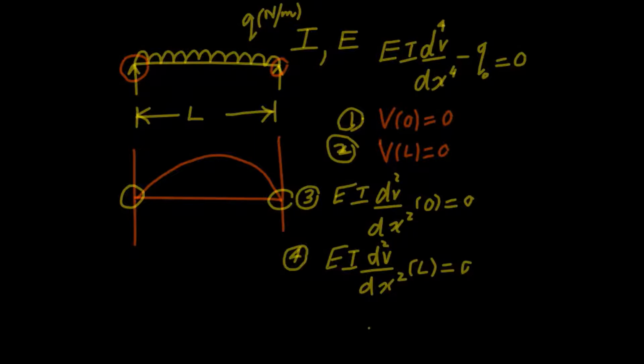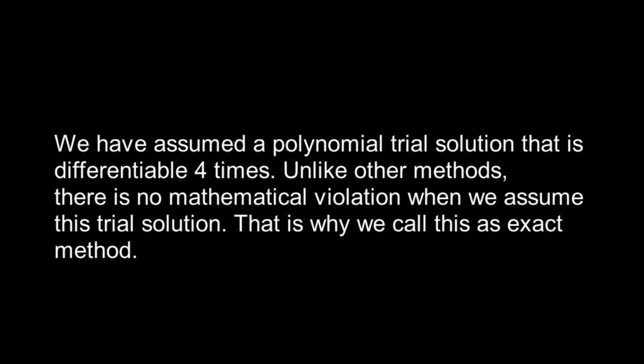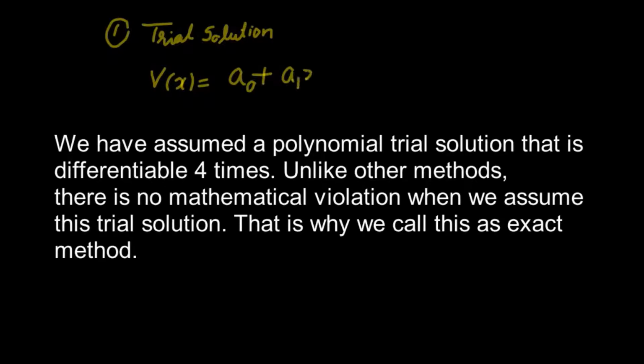The first step to solve the differential equation is to assume a trial solution. So let me take a fresh page. The first step is to assume a trial solution. So what is the trial solution that you are going to assume? We are going to assume the trial solution V of x is equal to a naught plus a1x plus a2x square plus a3x cube plus a4x raised to the power 4. I'm going to stop right there.